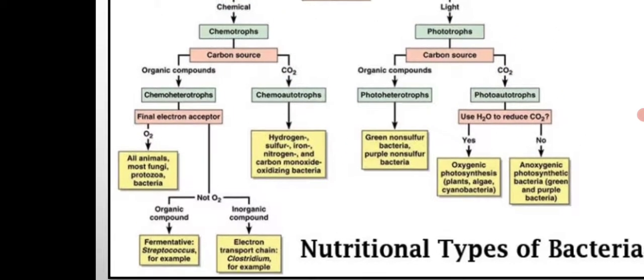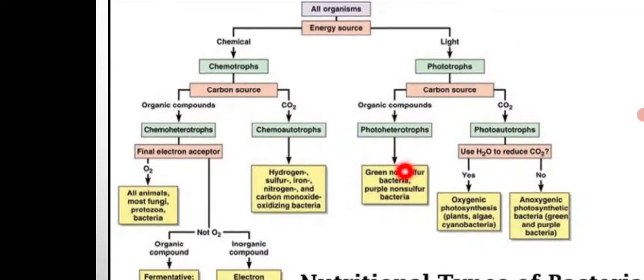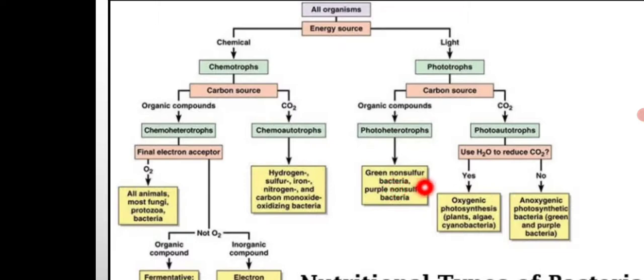organisms which cannot evolve oxygen as a final product during the photosynthesis process. And examples of photoheterotrophs include green non-sulfur bacteria and purple non-sulfur bacteria. This we are going to see in detail, this whole chart. And photoautotrophs use water to reduce carbon dioxide, but what is produced, that we will see in our next lectures.